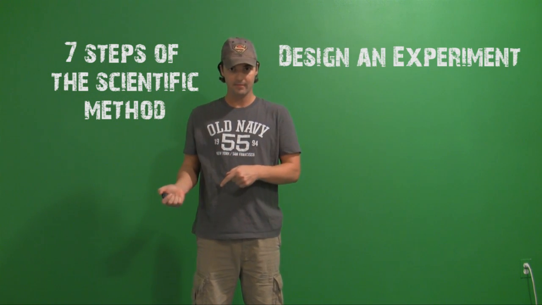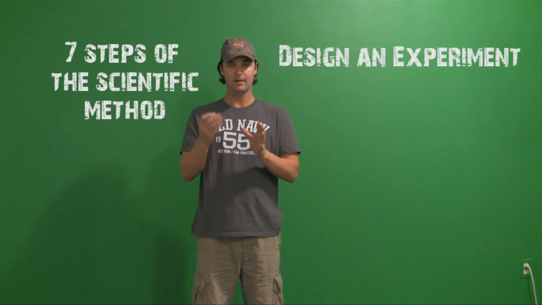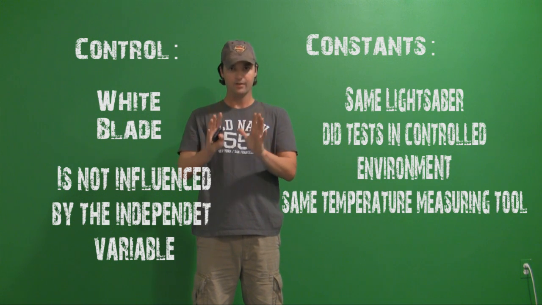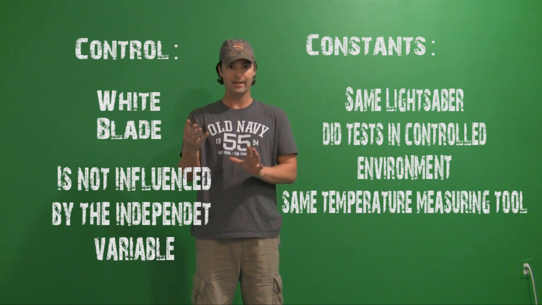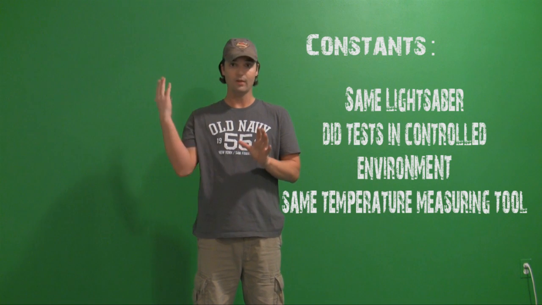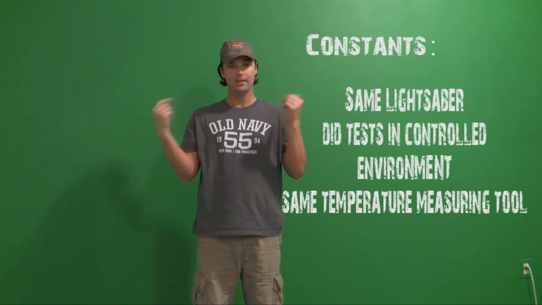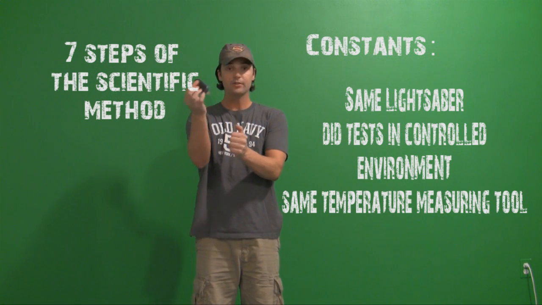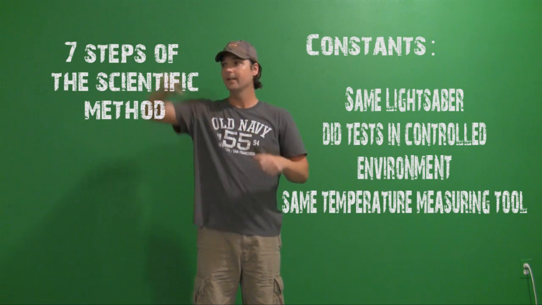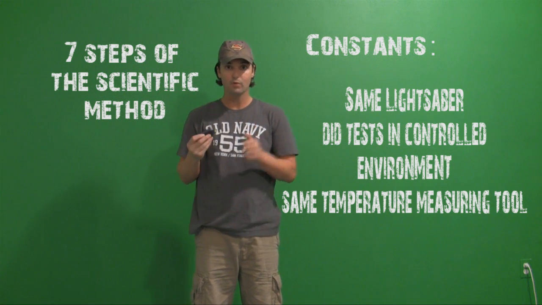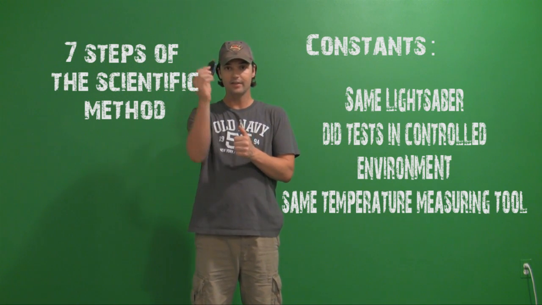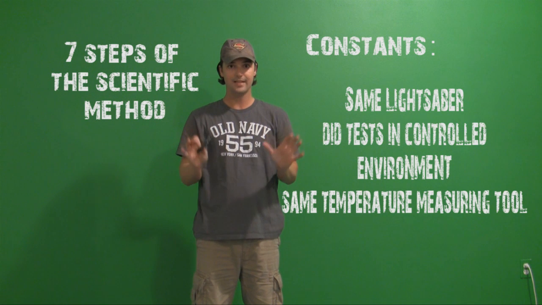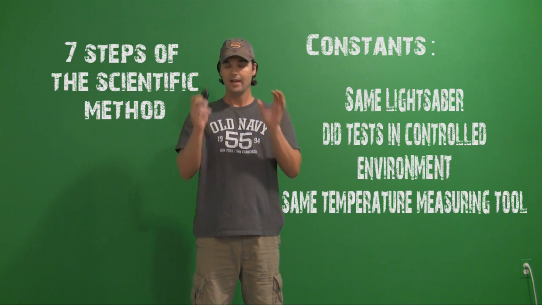I set up an experiment. I did all the experiment. I kept everything the same. I didn't use 2 different lightsabers. I used one, changing the color, keeping everything the same. I even had a control, which was the white color. And as you can tell, the white was very hot itself. Then I had constants. I didn't move around. I didn't measure some of them and then go in there and measure some in a different room or go outside or anything or use a different measuring tool. I kept all of it the same. Okay? And that's what you gotta do.